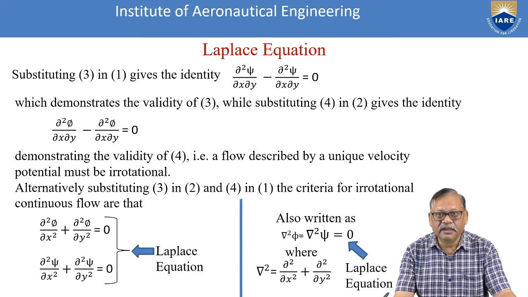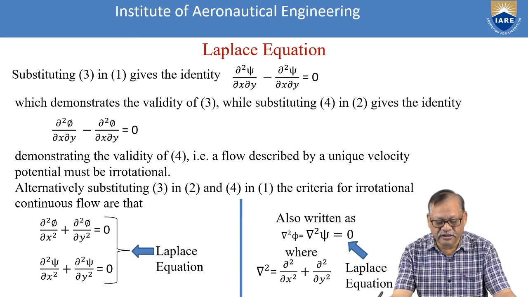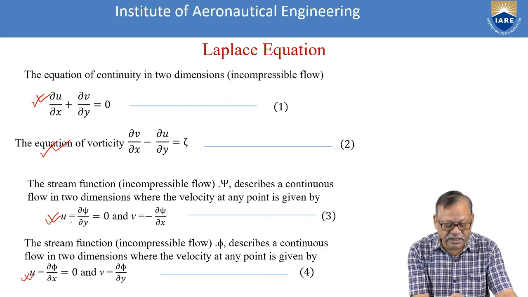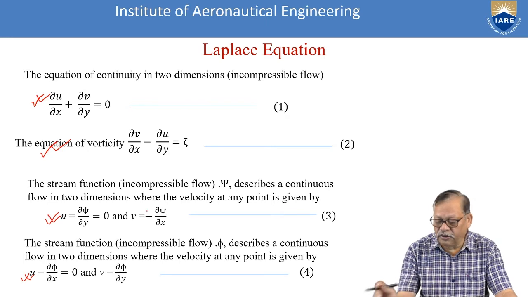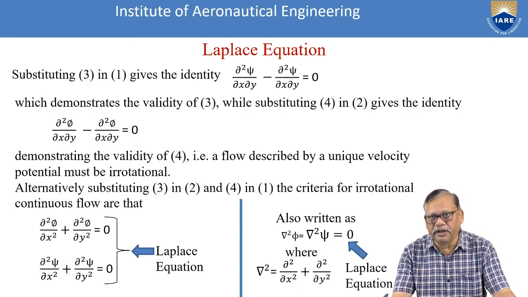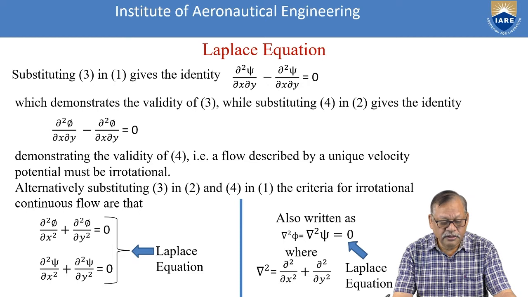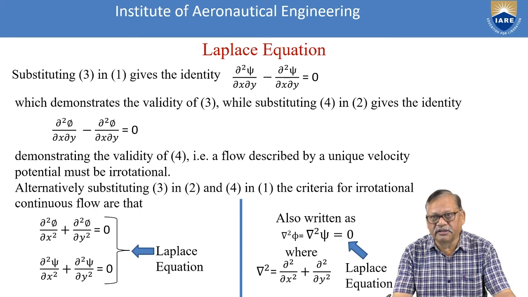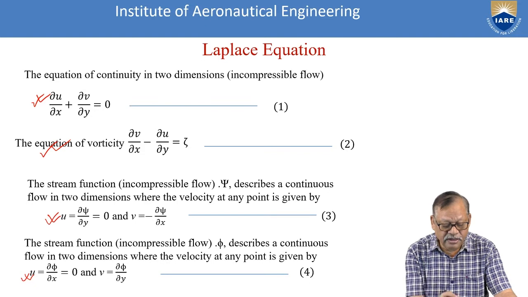Substitute now 3 in 1. That means we put the u and v values from the third equation into the continuity equation. If we do it, what do we get? Dou square psi by dou x dou y minus dou square psi by dou x dou y equal to 0, which demonstrates the validity of equation 3.